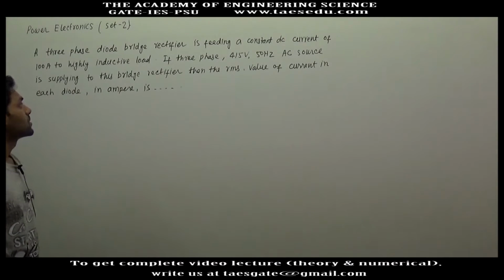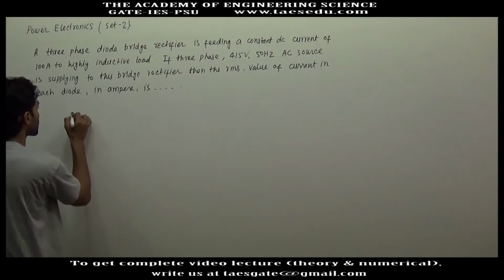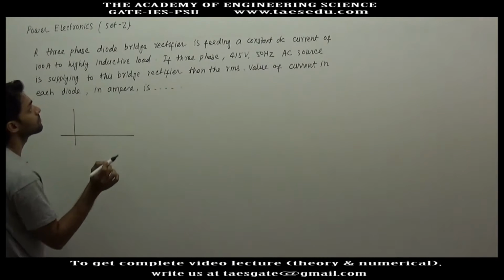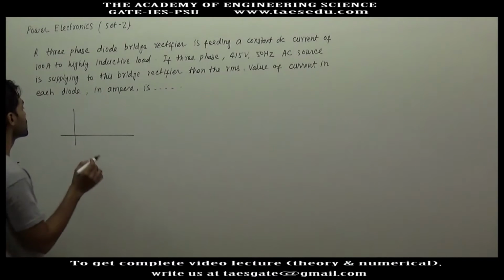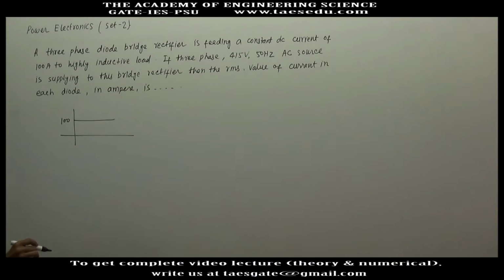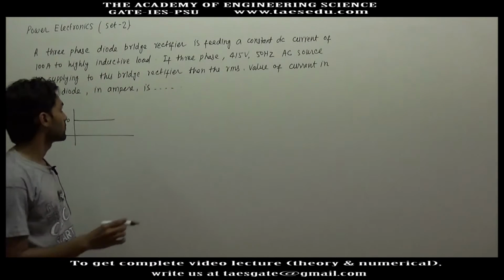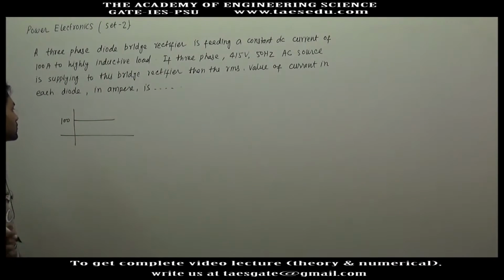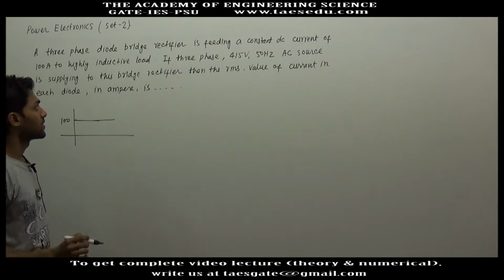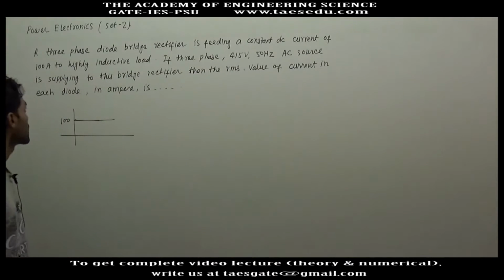A 3-phase diode bridge rectifier is feeding a constant DC current of 100 ampere. The load current from the three-phase diode bridge rectifier is constant at 100 ampere to a highly inductive load. If the load is highly inductive, current will be continuous and constant. If a 3-phase 415 volt 50 Hz AC source is supplying this bridge rectifier, then the RMS value of current in each diode is, in amperes.